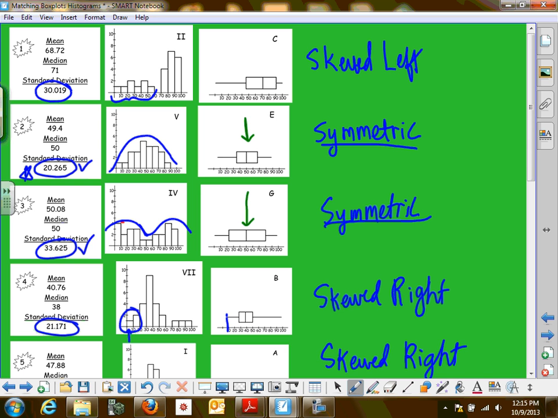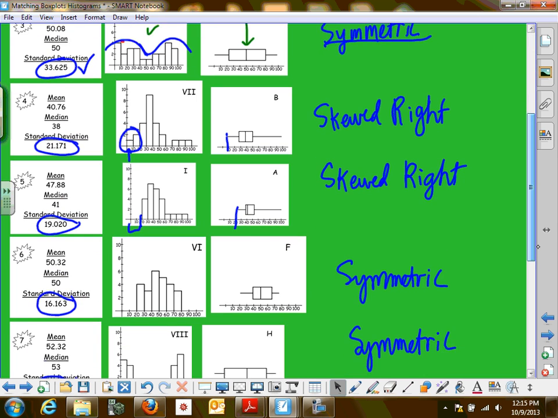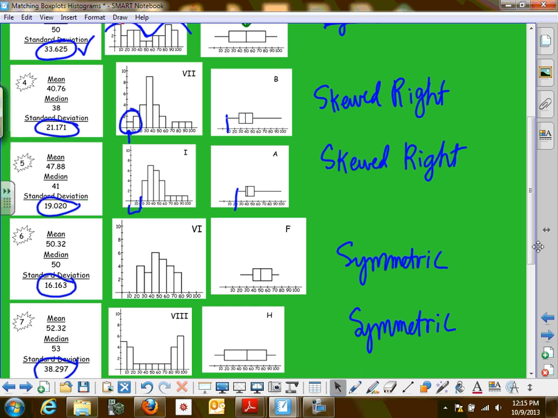You cannot. So you need to keep in mind that you cannot tell the modes. You cannot tell that it's multimodal or unimodal or bimodal from the box plot. You have to have a histogram or a stem plot or a dot plot to be able to tell the modes. All right. Number 4 and 5 are both skewed right.